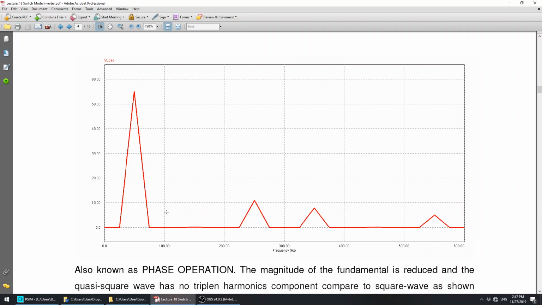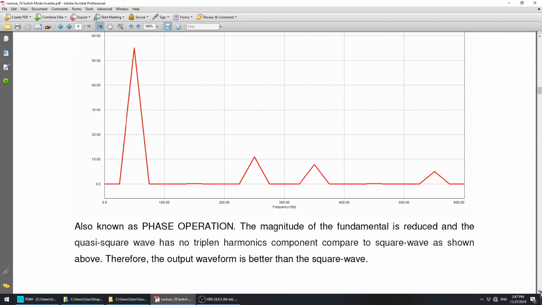And we have a fundamental component and odd harmonics, but no triplet harmonics. We don't have components at the third, ninth, or the triplet harmonics. If you compare the quasi square waveform and the square waveform, we can say that the magnitude of the fundamental is reduced, and the quasi square will have no triplet components compared to the square as shown. Therefore, the output waveform for the quasi square waveform is better than the square waveform.